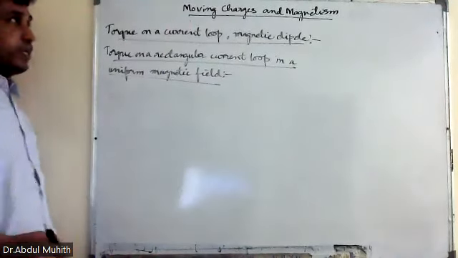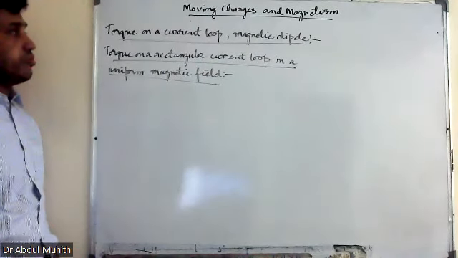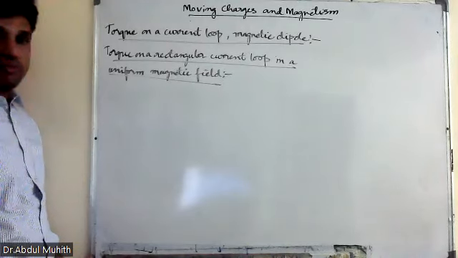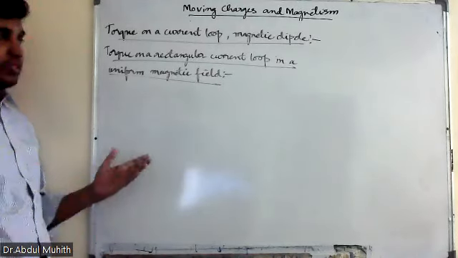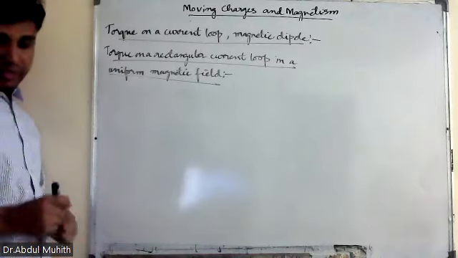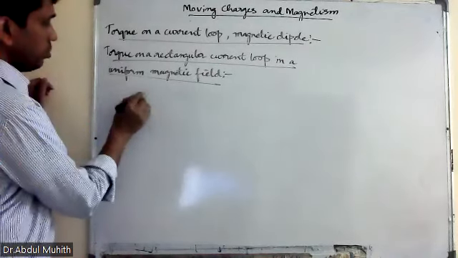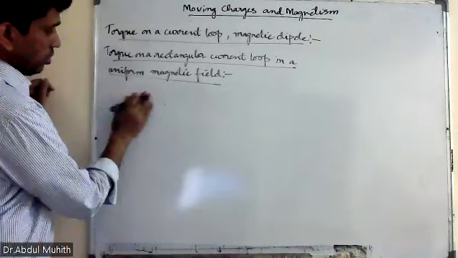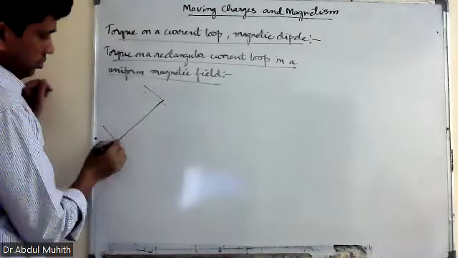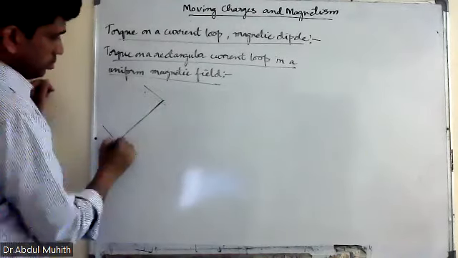Then, torque on a current loop and magnetic dipole. In that we are using a rectangular current loop. We can go for a circular current loop, rectangular current loop, like that. So we are using a rectangular current loop. See, there are two magnets. These are the two. See here.